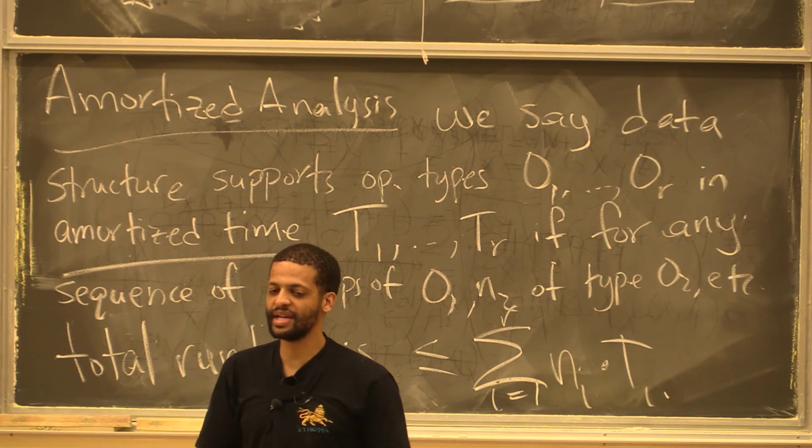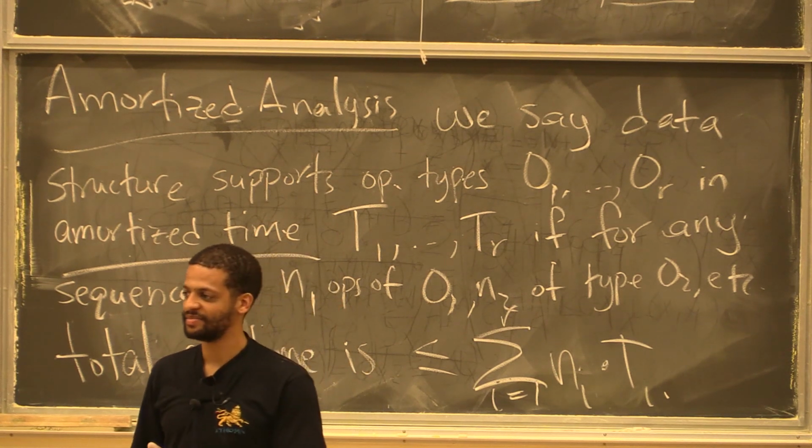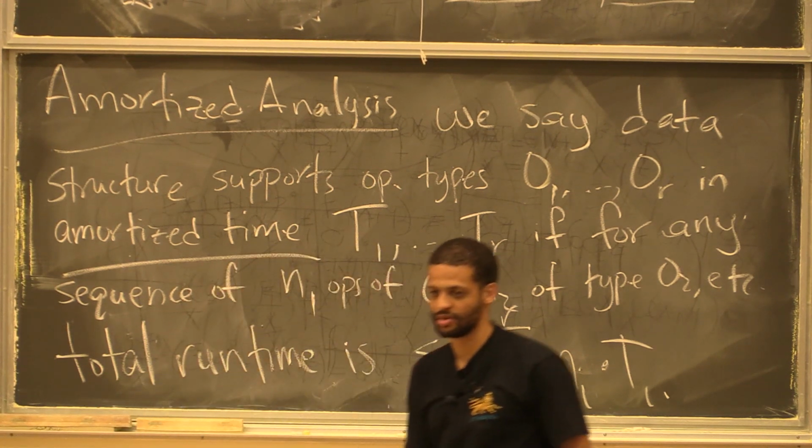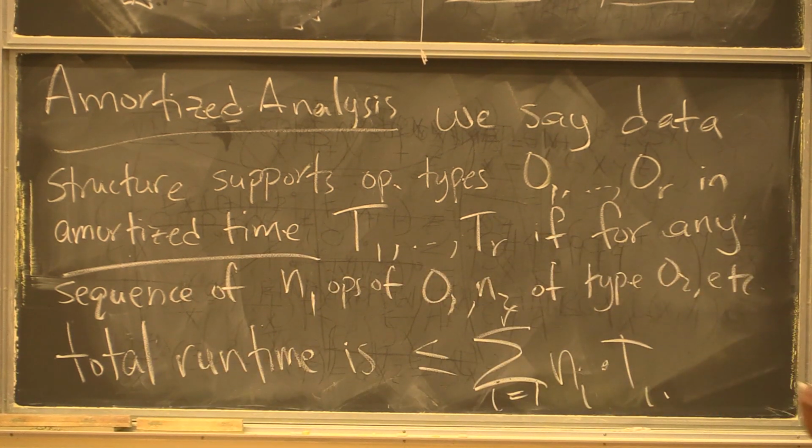Okay? The point is that can't happen over and over again. In aggregate, the total time is fast, even though there might be some individual operations that are slow. So that's what it means to have a good amortized runtime. Any sequence of operations is fast.